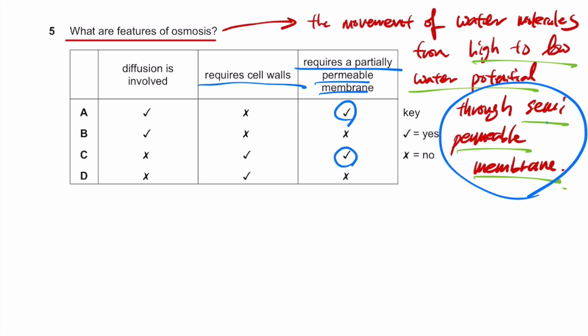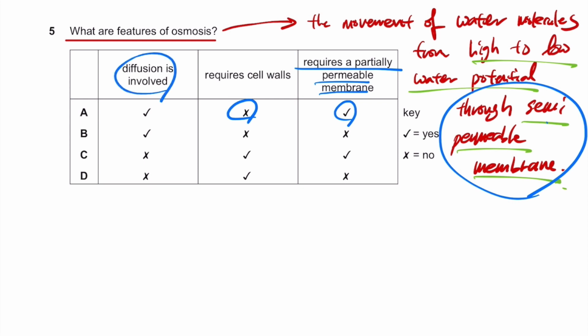Does it require cell walls? No. Cell walls are only there to prevent the cells from bursting. It has nothing to do with controlling the movement of particles, like water particles or water molecules or whatever. So, nope. Hence the answer is A.